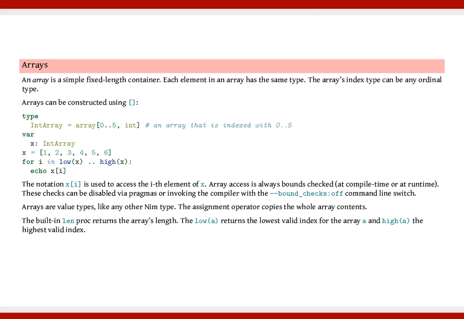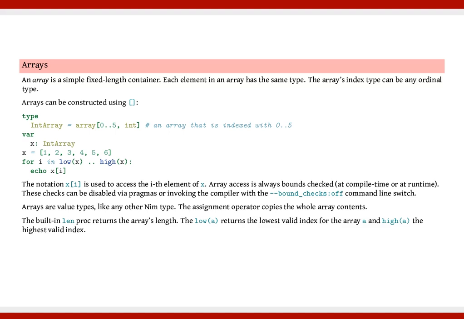Arrays. An array is a simple fixed-length container. Each element in an array has the same type. The array's index type can be any ordinal type. Arrays can be constructed using []: type IntArray = array[0..5, int] is an array that is indexed with 0..5. var x: IntArray; x = [1, 2, 3, 4, 5, 6].